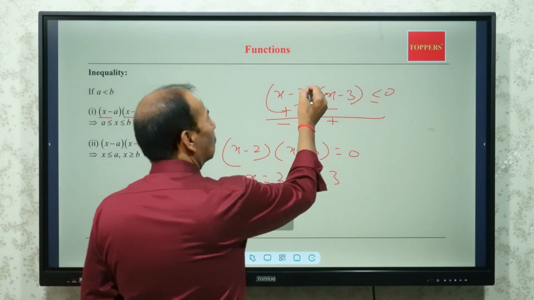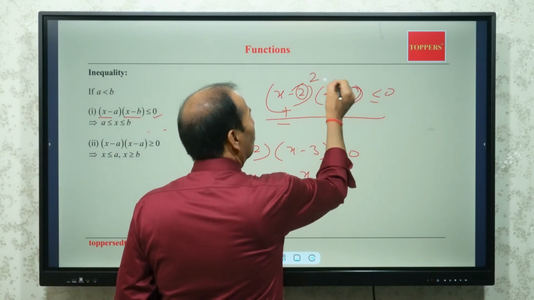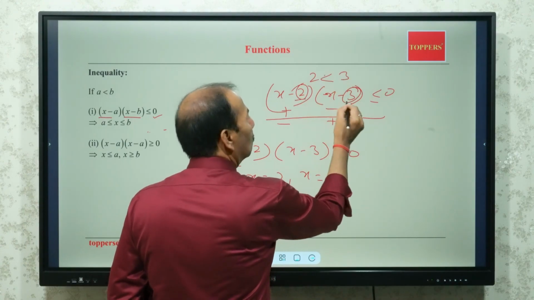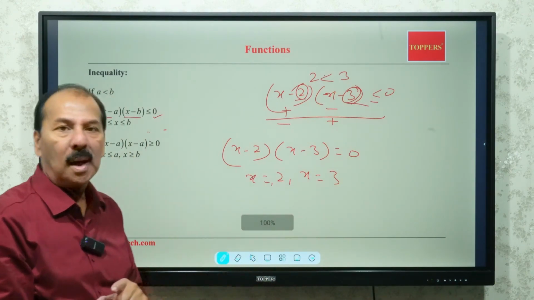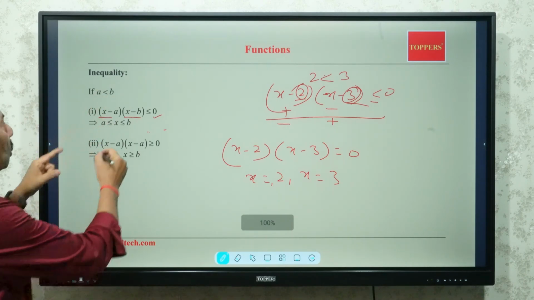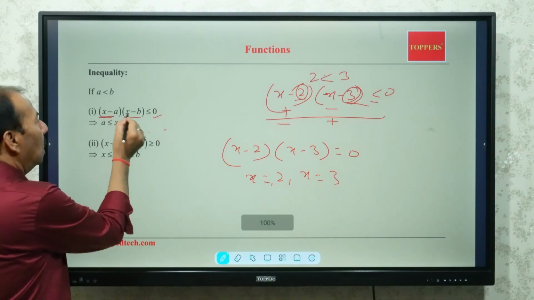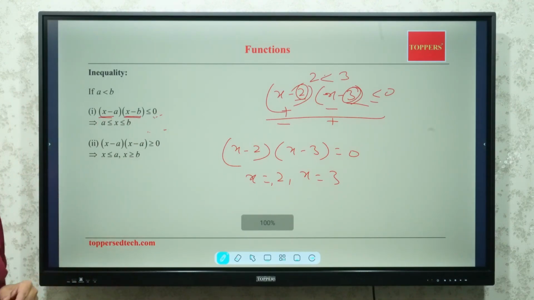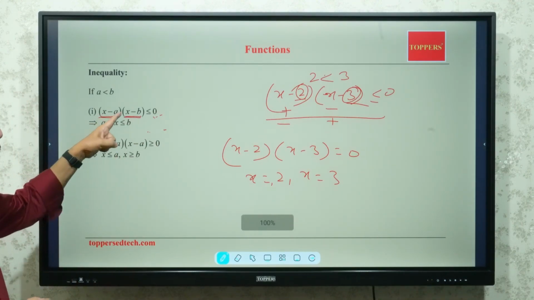Let us say here constants are your 2 and 3, so 2 is less than this 3. So any of these two constants, one will be less than another. So we are assuming a is less than b under this condition. If you see this inequality, (x minus a) into (x minus b) less than equal to 0, so your solution is that x lies between a and b.